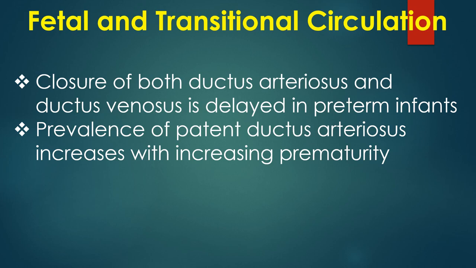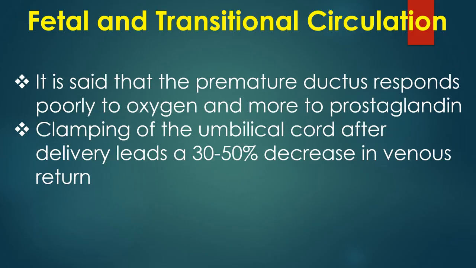Prevalence of patent ductus arteriosus increases with increasing prematurity. It is said that the premature ductus responds poorly to oxygen and more to prostaglandin. Clamping of the umbilical cord after delivery leads to a 30 to 50% decrease in venous return.